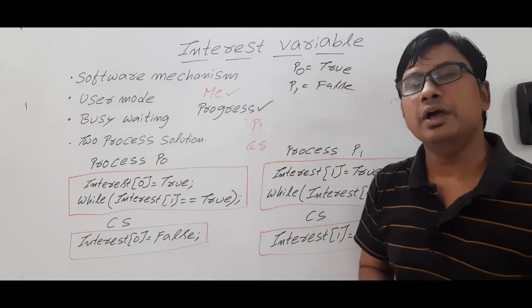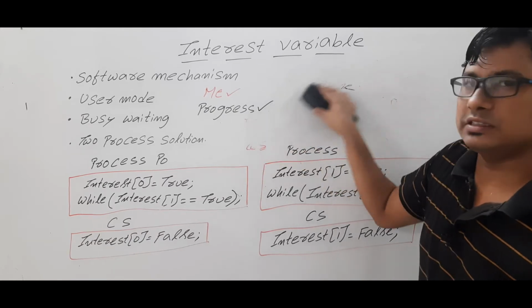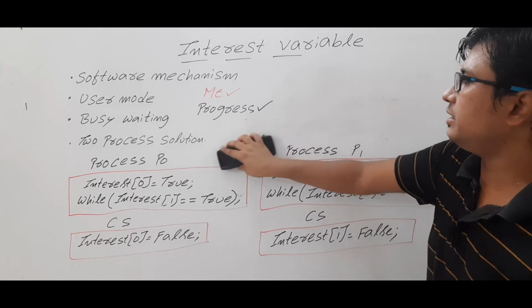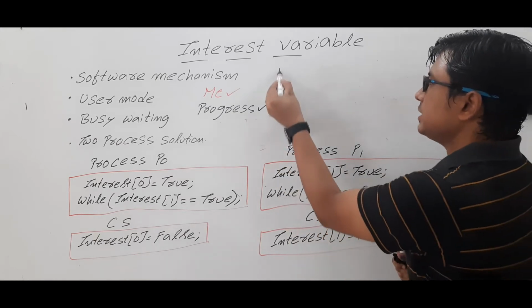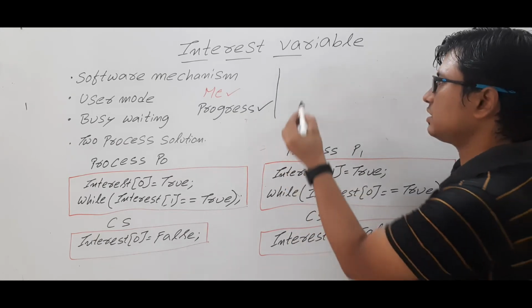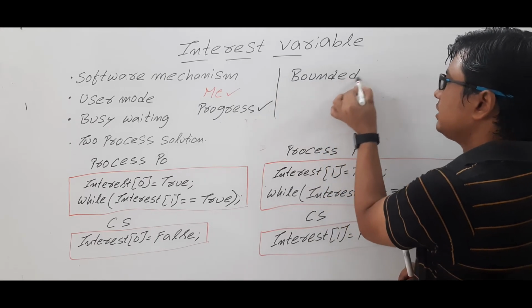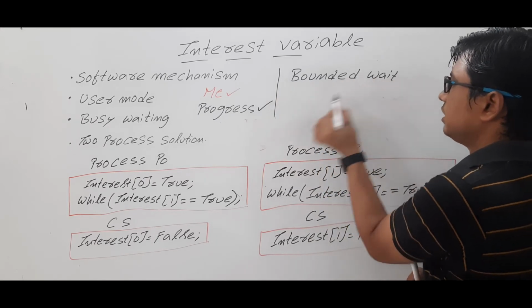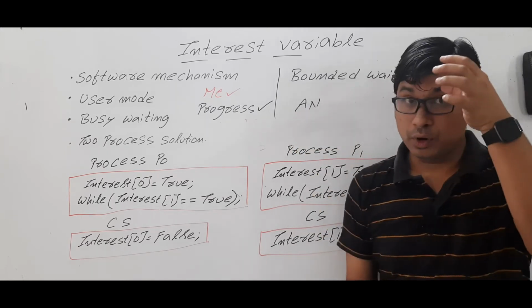These are the two primary requirements of any process synchronization mechanism, such as mutual exclusion and progress. Now we will discuss the secondary requirements of any process synchronization mechanism. One is bounded waiting and another one is architecture neutrality or portability. Is it clear? Now look at the bounded waiting.